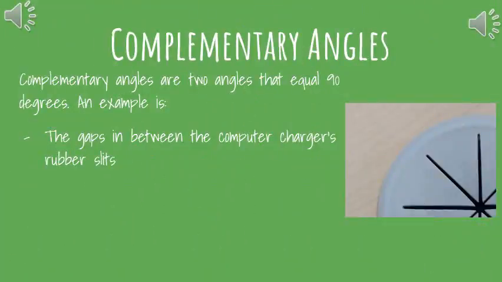Complementary angles are two angles that equal 90 degrees. An example is the gaps in between the computer charger's rubber slits. Go to the next slide.